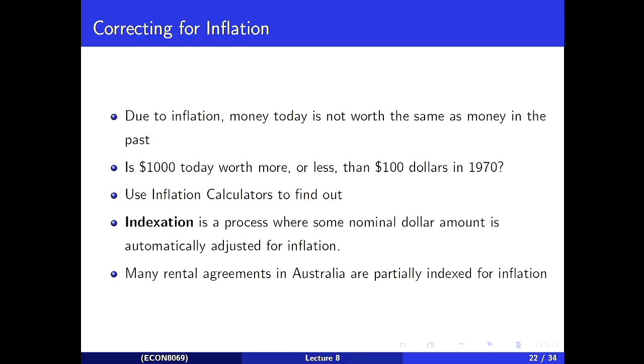Okay. Indexation is a process where some nominal dollar amount is automatically adjusted for inflation. This is something called indexing for inflation, or indexation. Most of you who have rental agreements in the ACT are partially indexed, or are indexed to a certain extent. So rental agreements in the ACT work something like they can increase by no more than inflation plus 2%, I think, per year. There are strict legal limits based around inflation. This is not super uncommon, but the ACT is pretty good for renters, relatively speaking, because we have these kinds of price controls, right? Reasonable price controls of inflation plus X%. I think it's 2%.